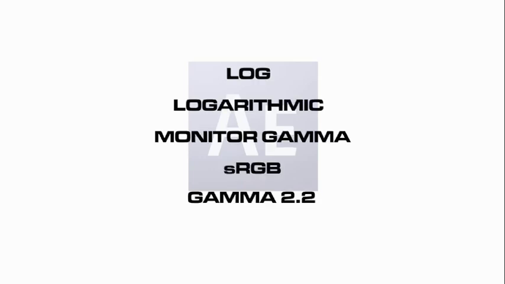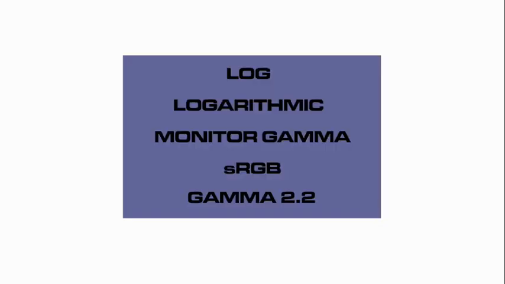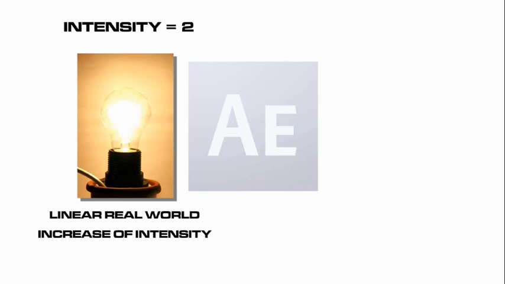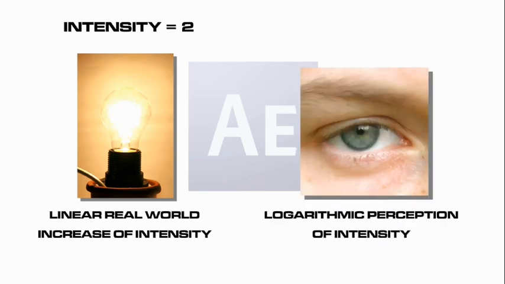Now let's take a look at the opposite end of the coin. Logarithmic, monitor gamma, sRGB, gamma 2.2, they all roughly mean the same thing. In the real world, if you take a light and you double its brightness, then you get twice the amount of light. However, the human eye has a logarithmic response to light and therefore will not perceive it as being twice as bright. Our eyes are more sensitive to changes in midtones and shadows than brightness values.